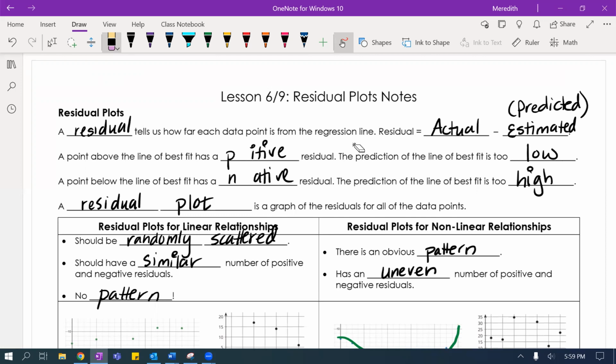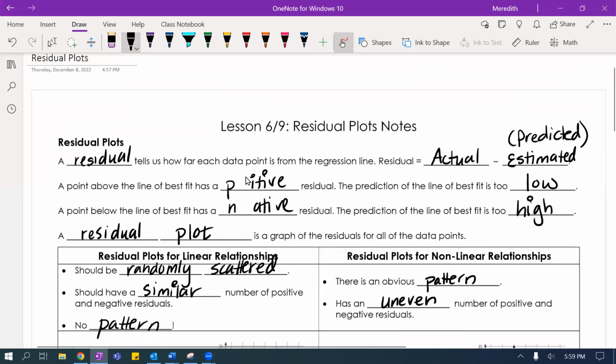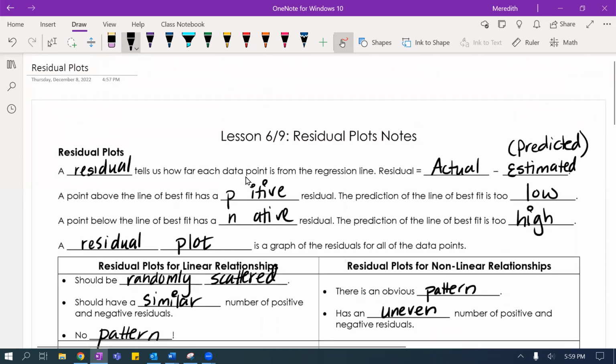A point that's above a line of best fit has a positive residual. The prediction of the line of best fit is too low. And a point below the line of best fit has a negative residual, and the prediction of the line of best fit is too high.